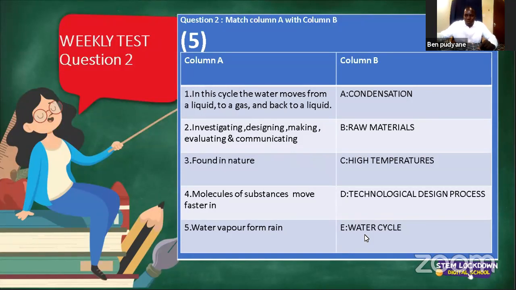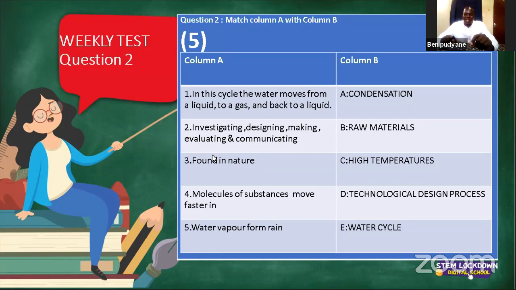Now, did you write your answers? Then let's see. Be honest with yourself. It will help you. The answer for number 1 is the water cycle, which is E. Then number 2, the answer is D. Number 3, the answer is B.